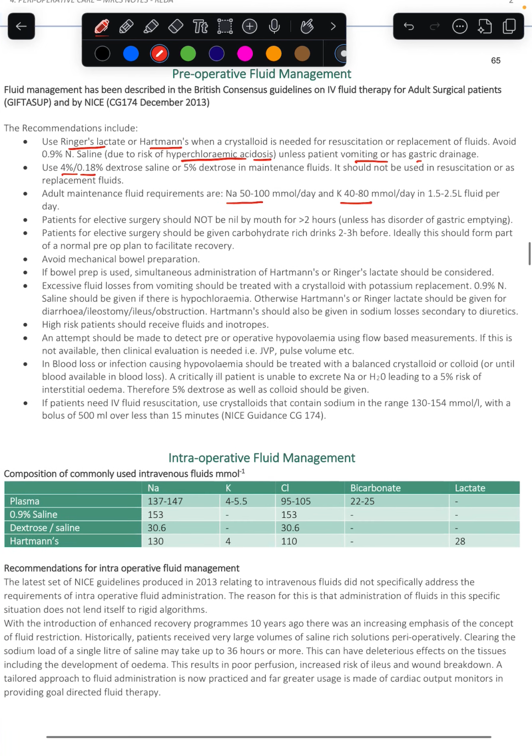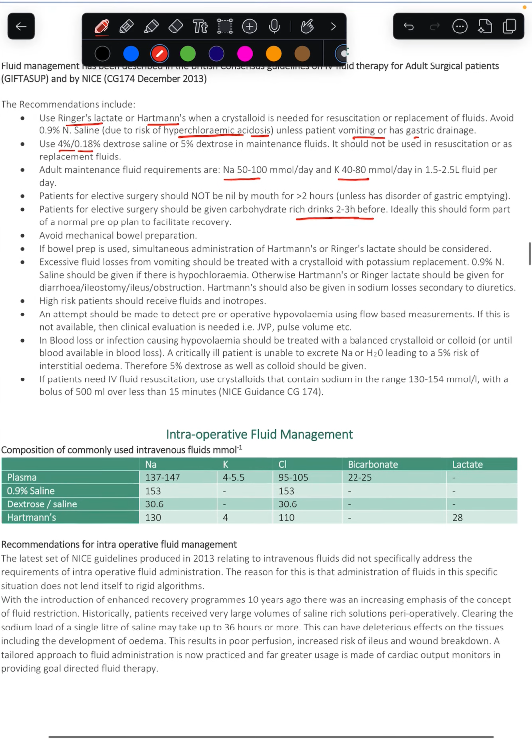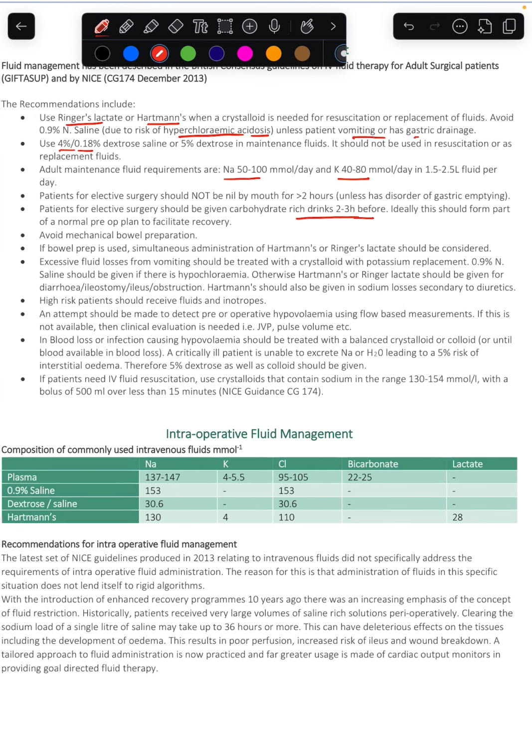A patient for elective surgery should not be nil by mouth for more than 2 hours, and a carbohydrate-rich drink has to be given before surgery to get enhanced recovery. This is a part of enhanced recovery. Avoid mechanical bowel preparation. If bowel preparation is used, simultaneous administration of Hartmann's Ringer should be considered because bowel preparation causes loss of much of the potassium.